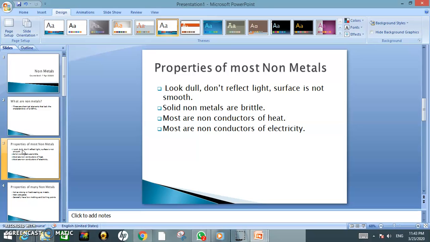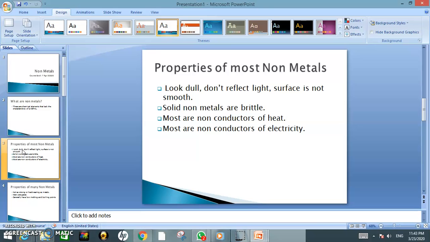They look dull. Now, anything that looks dull obviously will not reflect light. And you know, reflection happens best on a smooth surface. So if it doesn't reflect light, the surface is not smooth. Now, nonmetals exist as solids, liquids, and gases. If the nonmetals exist as solids, then they are brittle. Brittle means they will shatter.